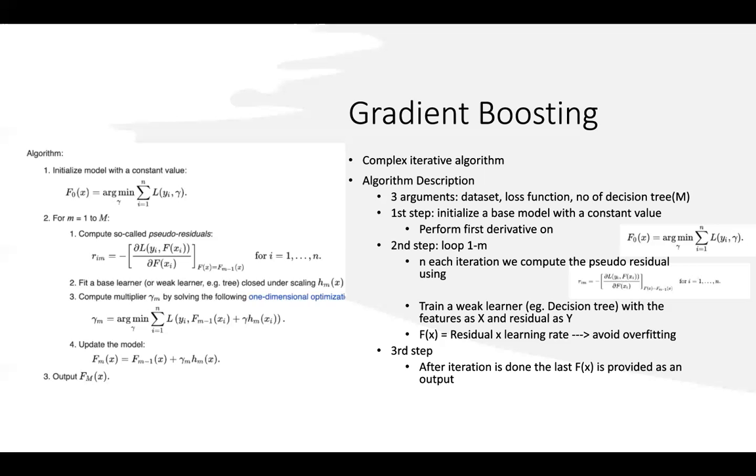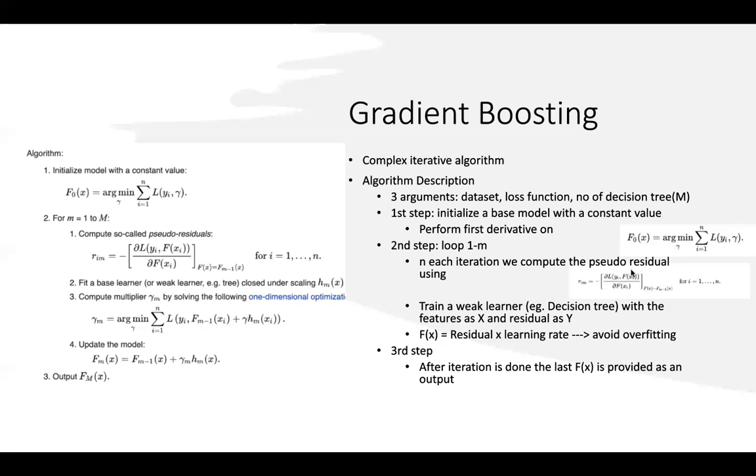So proceeding to the second step, we'll find a loop that iterates from 1 to m, where m again denotes the number of decision trees that we would want to build for our gradient boosting model. So for each iteration, we'll be computing the pseudo residuals using the equation here.